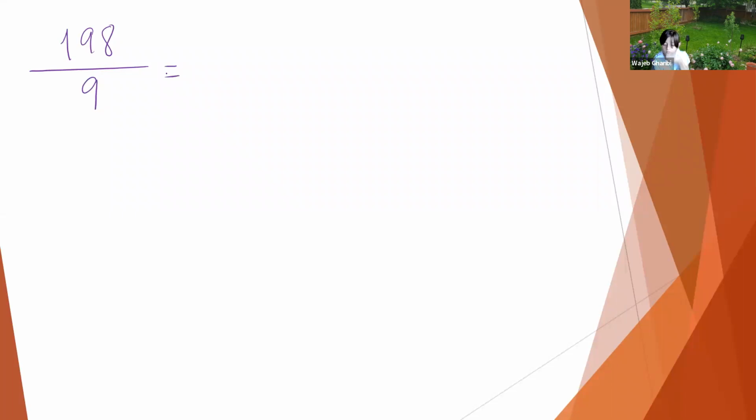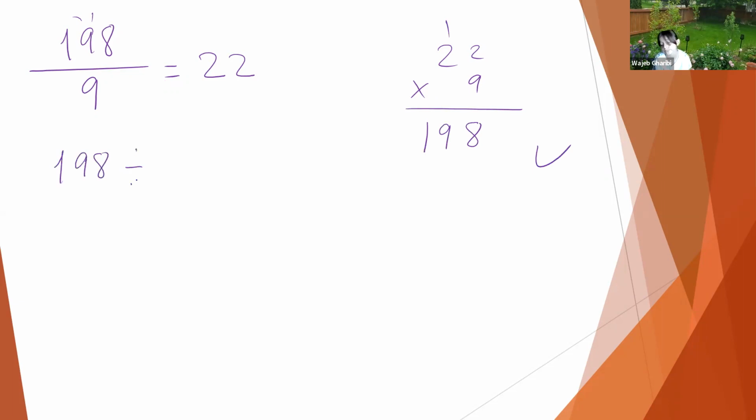Let us find the result. 19 divided by 9 equals 2, 18, remaining 1. And let us check. 22 multiplied by 9: 9 times 2 is 18, and 1, 19. Yes, we are right. And we can write also 198 divided by 9 equals 22. So 9 is a divisor of 198, and we say 198 is divisible by 9 because the sum of its digits is divisible by 9.